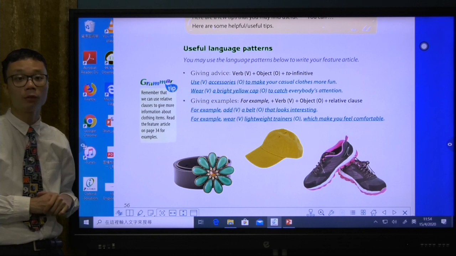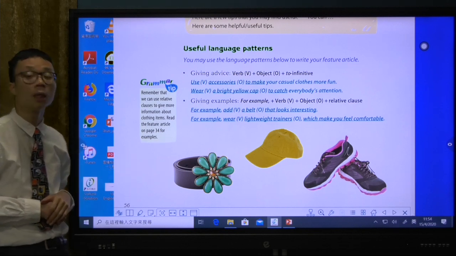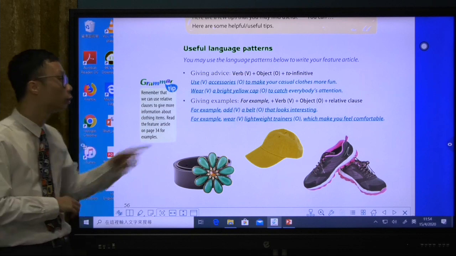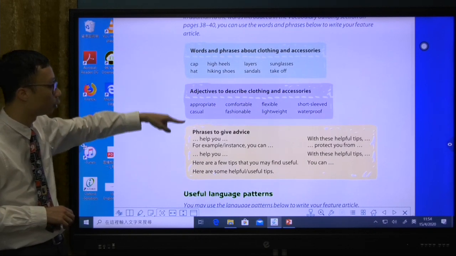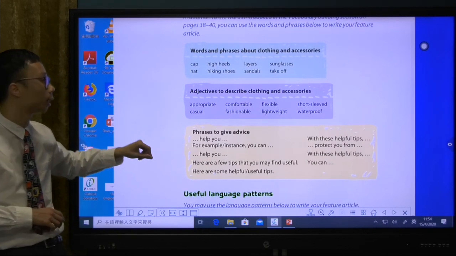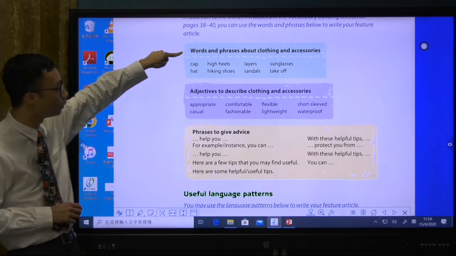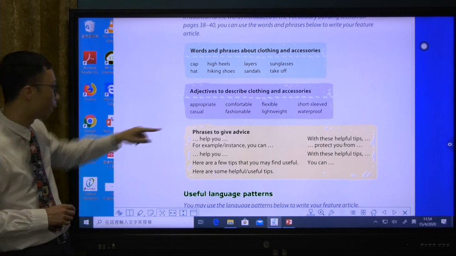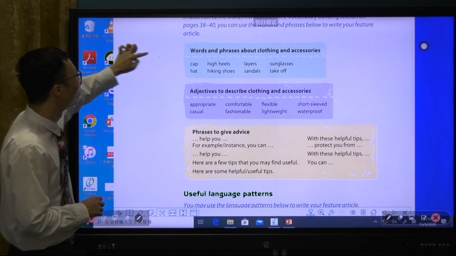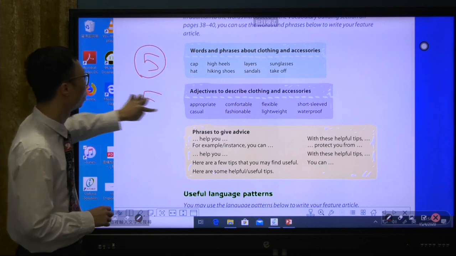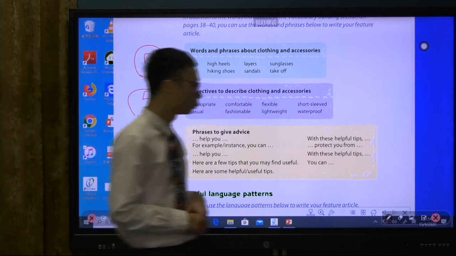So now that you've figured out how to write these interesting language patterns, I expect you to use these sentence patterns and these verbs to help you write your article. I'm expecting you to choose five words or phrases, five adjectives, and five phrases to give advice in your article. Five words here and five here, is that okay? No problem. Okay, proceed.